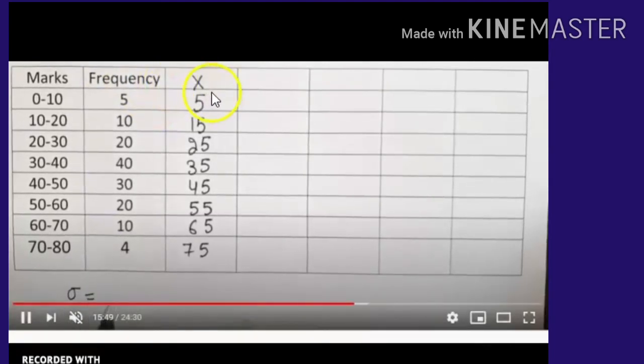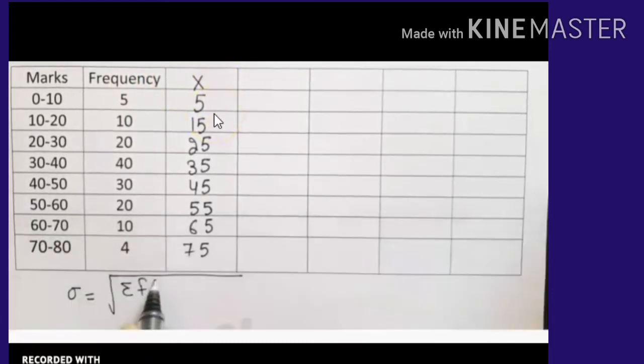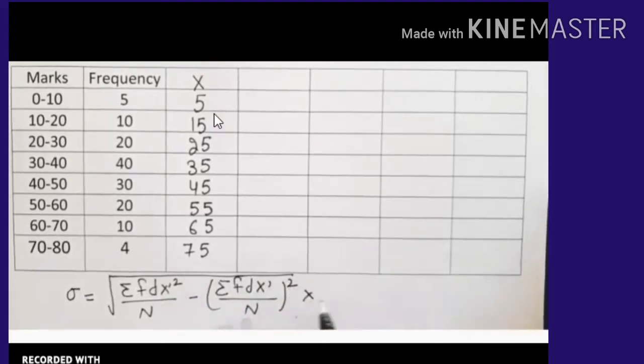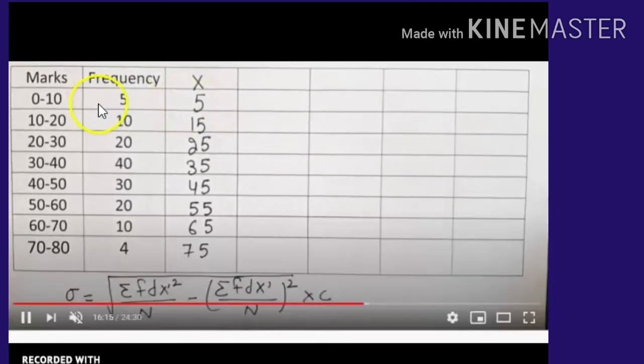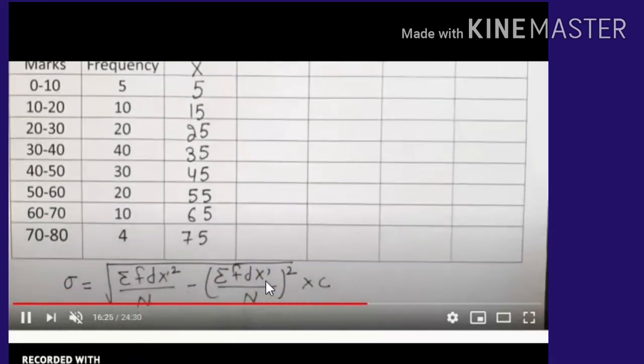Here also you will be finding the d. So what is the formula? It's sigma of f d dash square divided by sigma f or n, minus the whole square of sigma f d dash by n, into c. So this is the formula. Then you have to find the answer. If you are writing fd dash square or fd dash, it's enough. Then you have to find the whole square.